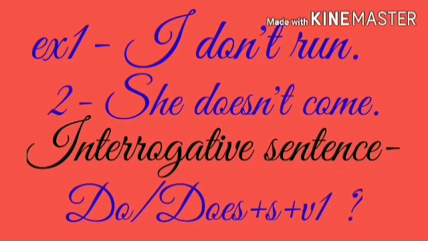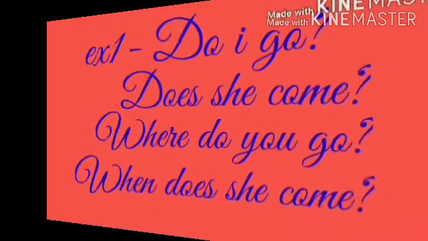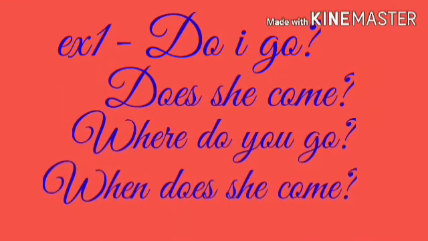Let's see the formula of interrogative sentence. Do or does plus subject plus V1. Example, do I go? Does she come? Where do you go? When does she come?